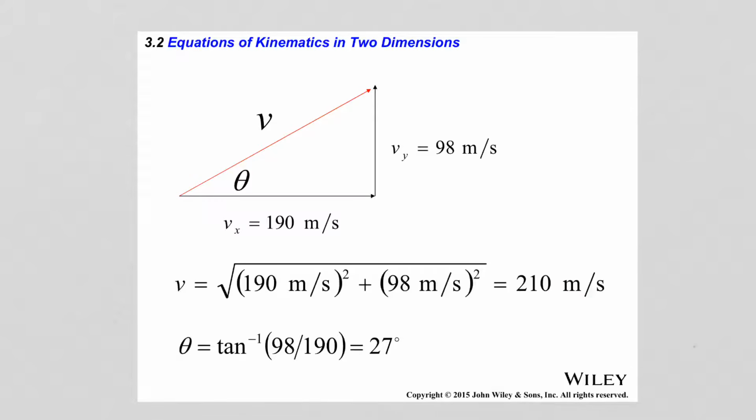And since that's a vector quantity, I also must give orientation with respect to the horizontal direction, the positive horizontal direction. And so that angle, theta, is going to be equal to the inverse tangent of the y component of the velocity divided by the x component. So that is 98 divided by 190, or that is 27 degrees. And so when I know those two numbers here, that completely defines the final velocity vector of this spacecraft.